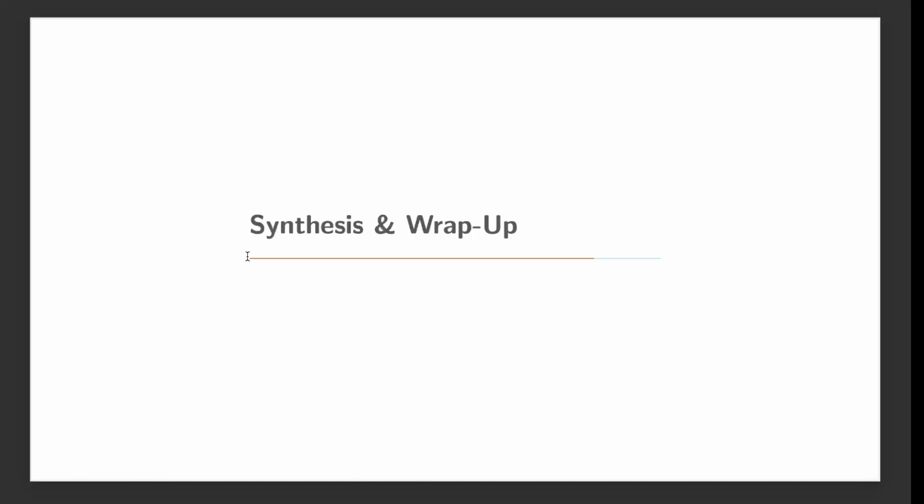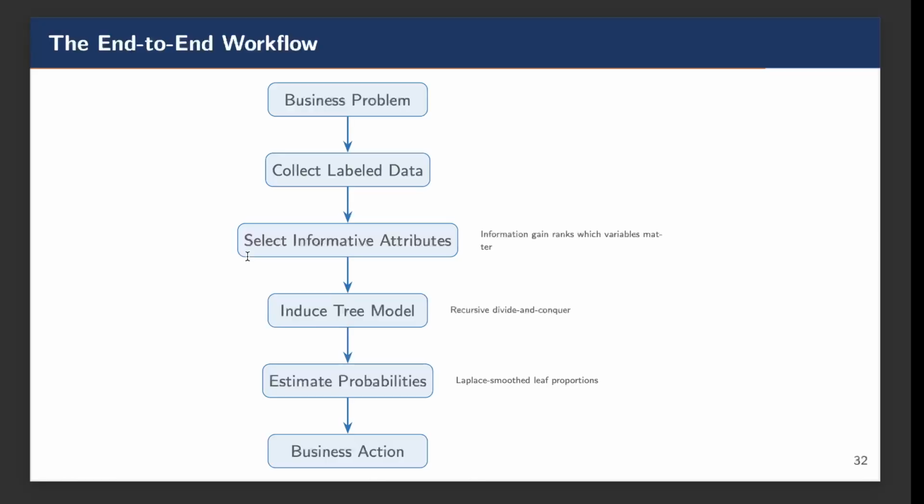So let us summarize this. I know the last part, especially the tree induction, might be a bit technical for some of you. Okay, let us summarize our end-to-end workflow. Usually we start with the business problem, and then we collect the labeled data, and then we select informative attributes using information gain, and then we induce a tree model, and then we estimate the smooth probability, and then finally we take the business action.